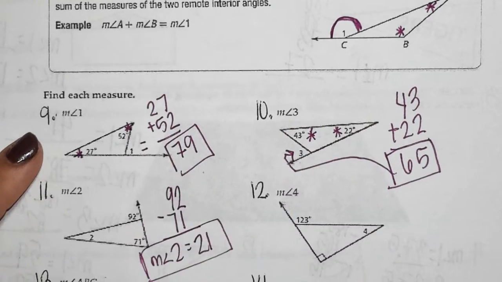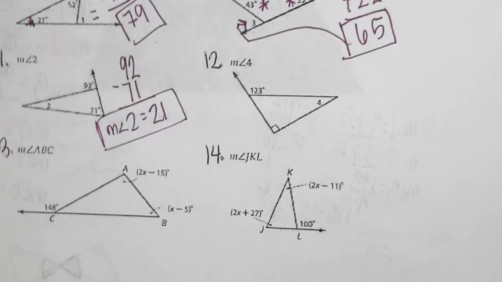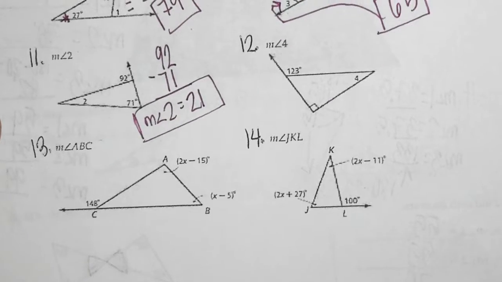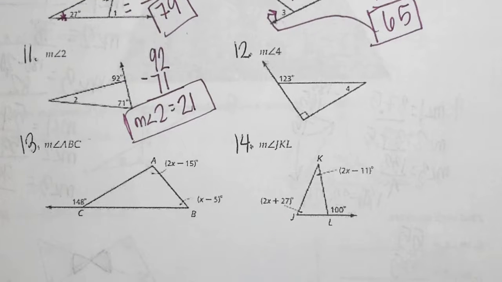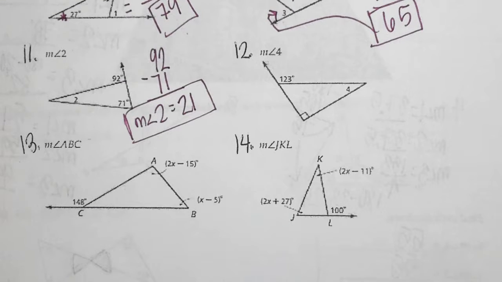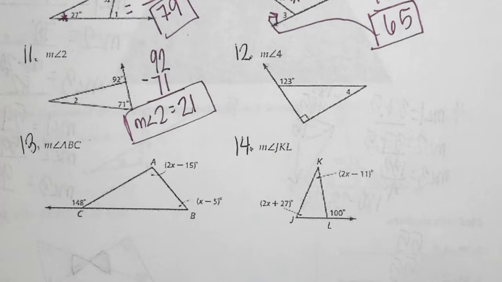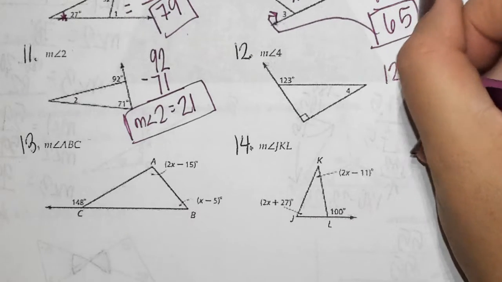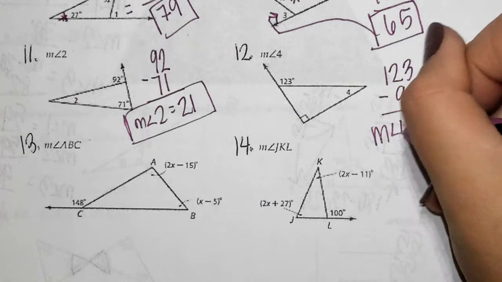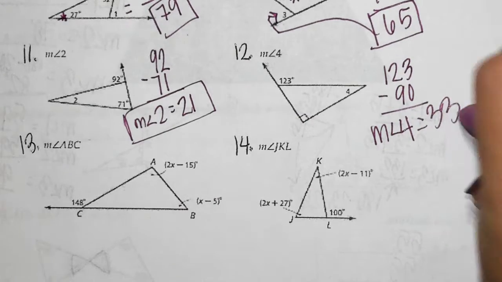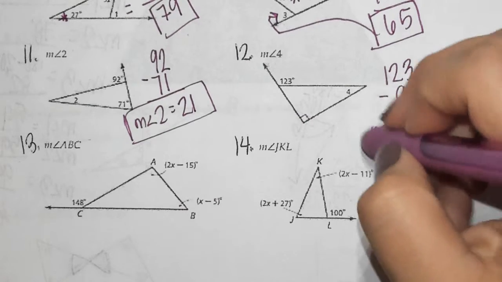Just work backwards. And there's 8. Well, 12's first. That's easy. 33. Because you start with 123, subtract 90, so you get the measure of angle 4 is equal to 33. 13 and 14 aren't really as bad as you think.